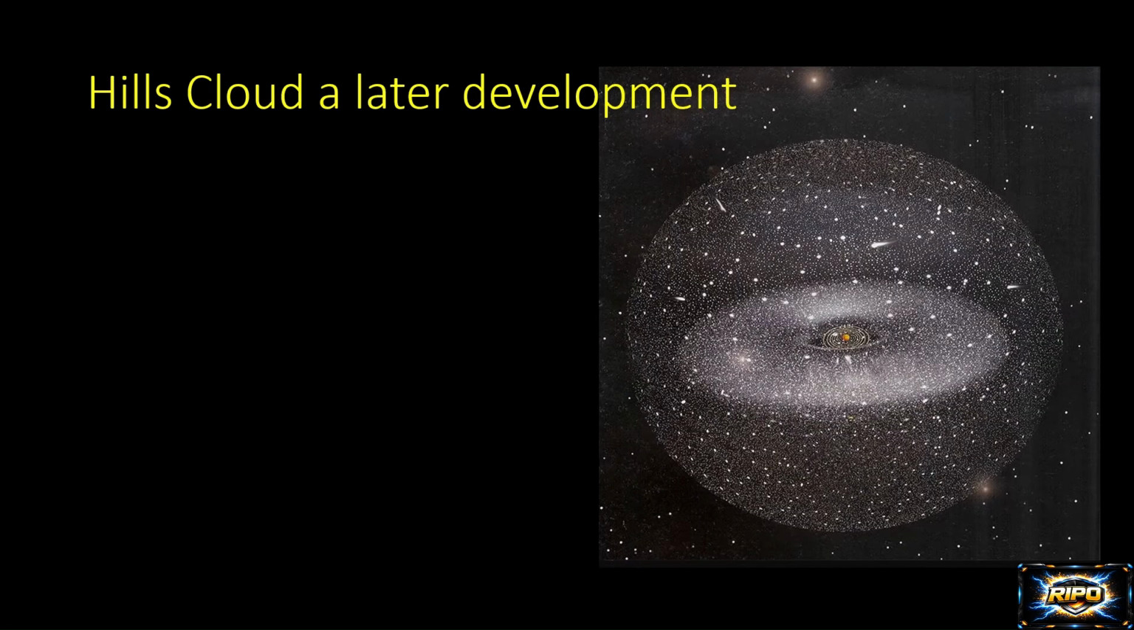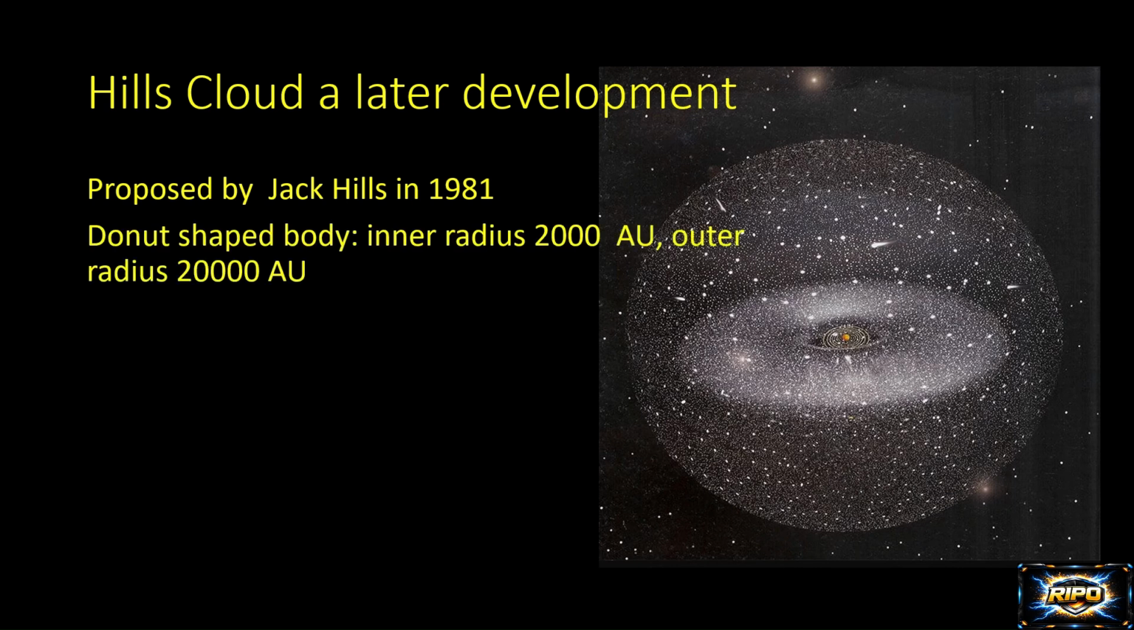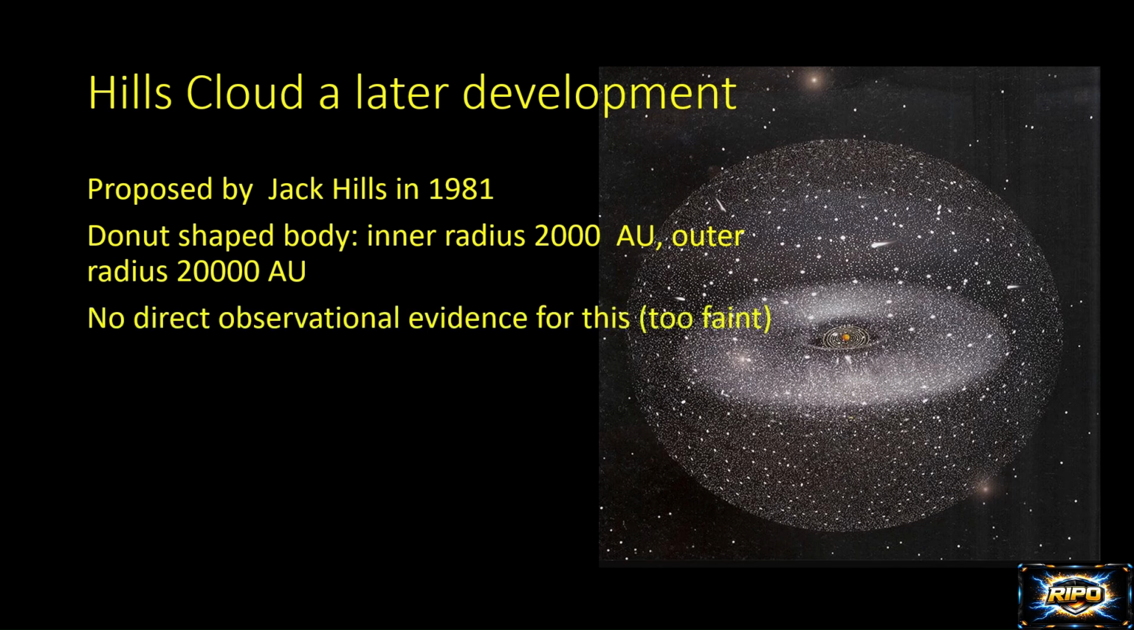The Hills cloud, or inner Oort cloud, is a more recent development to the theory, first proposed by Jack Hills back in 1981. It's believed to be donut-shaped, inner radius 2000 AU, outer radius 20,000 AU. Once again, there is no direct observational evidence for this.